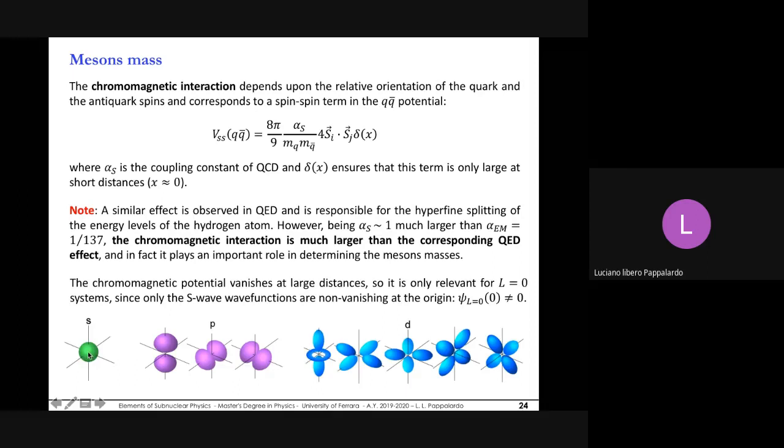So at distance 0. Whereas if you move now to L equal 1, L equal 2, you see that at 0 you have a node, okay? So the probability to find quark and antiquark close enough is essentially 0. That means that this chromomagnetic interaction is only relevant for L equals 0 systems, so the low-lying state mesons that we studied already.